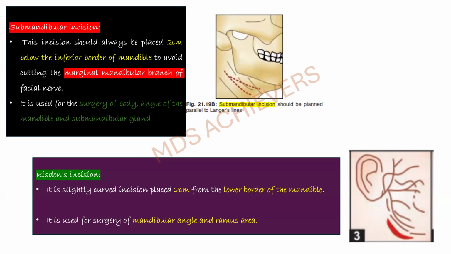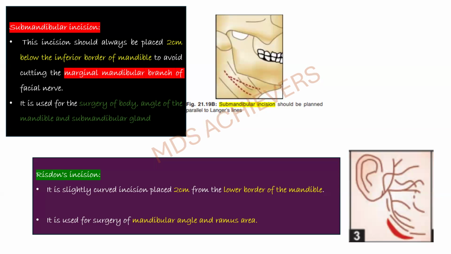At the same time, we need to take care not to damage this nerve. It is used for surgery of the body and angle of the mandible and the submandibular salivary gland. That is why the name submandibular incision has been given, because through this position we are going to reach the submandibular salivary gland. So we have to take one precaution: the marginal mandibular branch of the facial nerve should not be damaged.